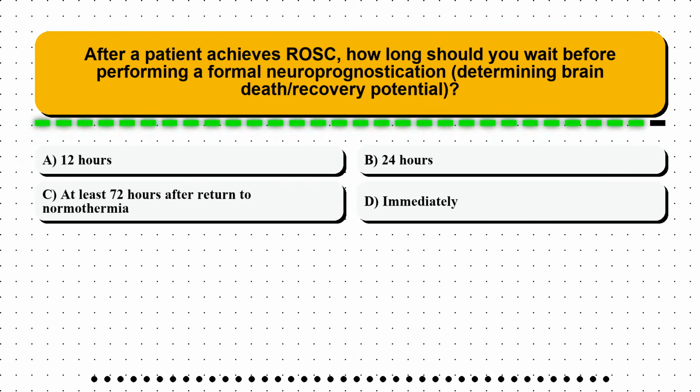Question 7. After a patient achieves ROSC, how long should you wait before performing a formal neuroprognostication, determining brain death or recovery potential? Option A. 12 hours. Option B. 24 hours. Option C. At least 72 hours after return to normothermia. Option D. Immediately.